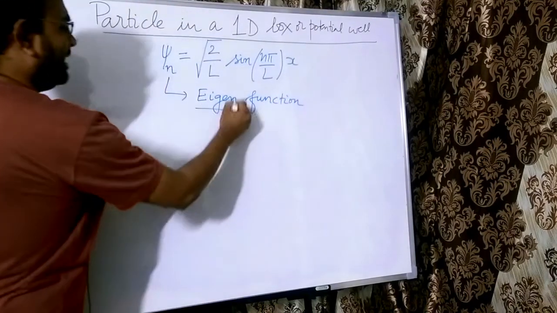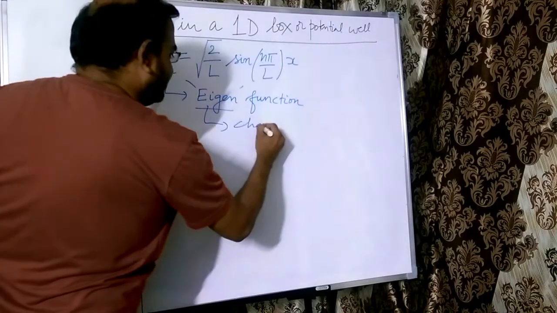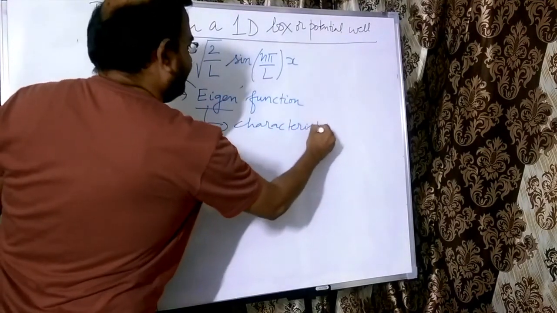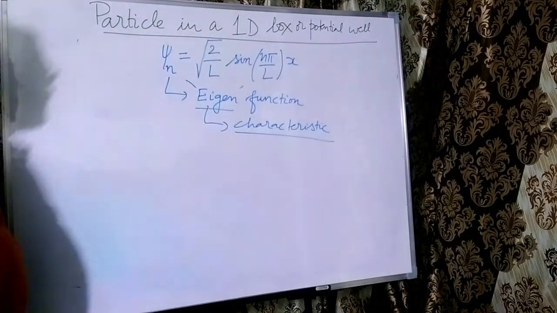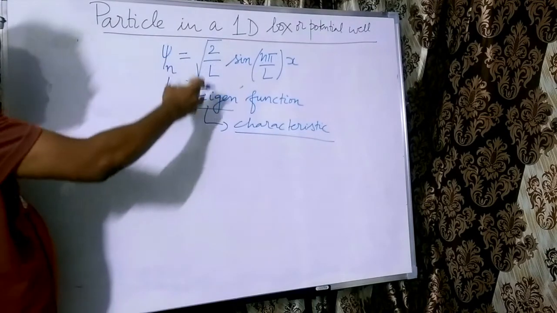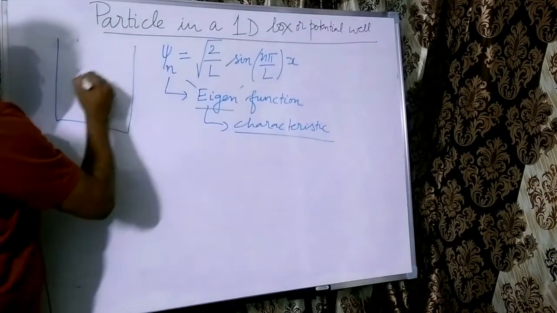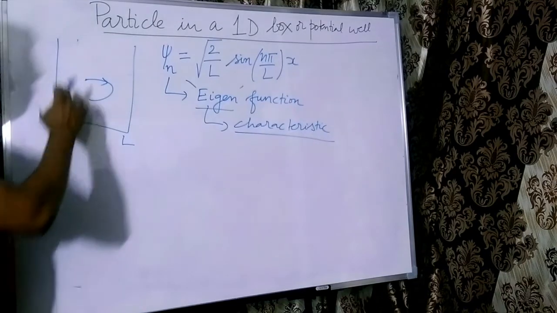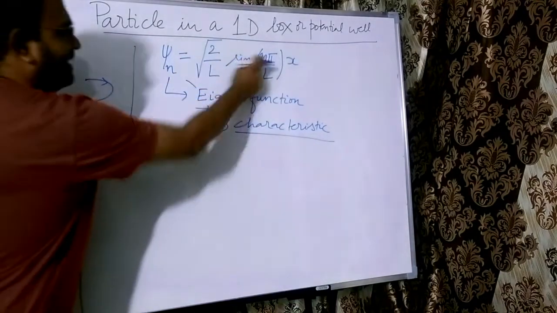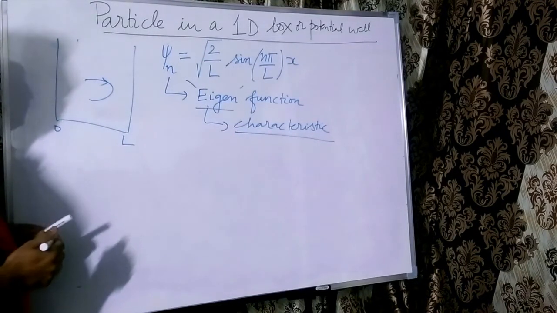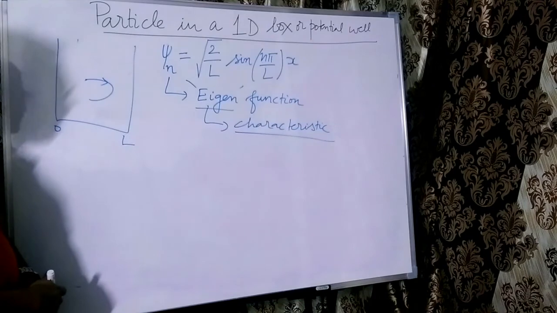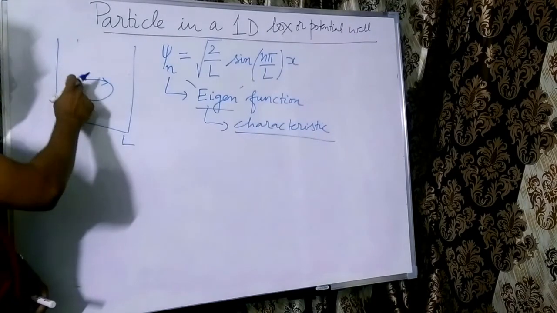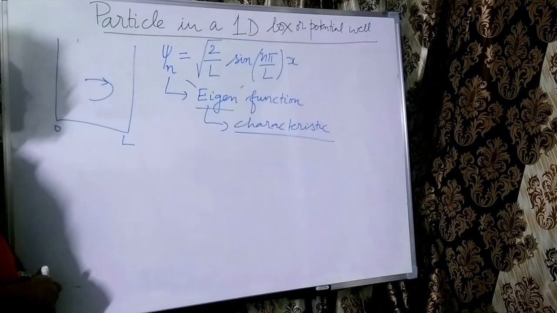We all know Eigen is a German word meaning characteristic. So, this is a characteristic function for a quantum object trapped in a one-dimensional box of length L. That means it can have different wave functions for different values of n. Now, we are still left with the calculation of energy eigenvalues for this particle. What energy values this particle can take is given by the energy eigenvalue expression, which we have to derive.